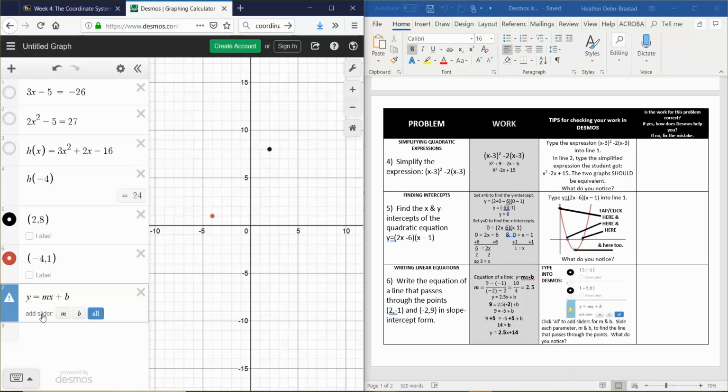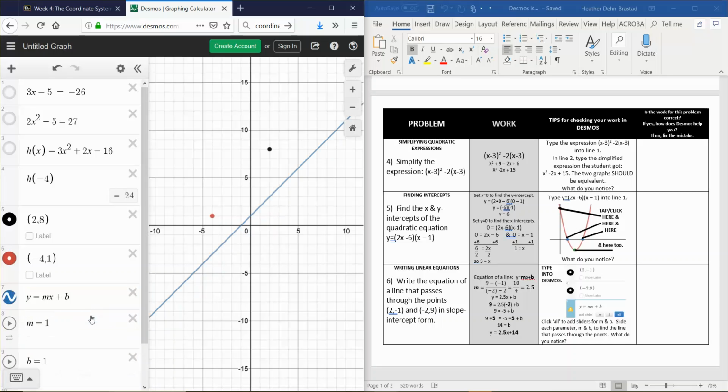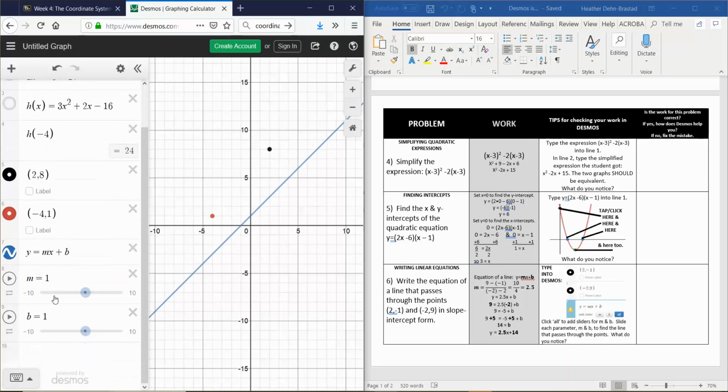And then it says add slider. It'll say that after you type that. And click on the all button, and it will add sliders for m and b. That means that right now it put a blue line that did not go through my black and my red line. But as I move this, I can get it so that it moves the line, and I want to try to adjust this as much as I can so that I can get that to go right through the lines.